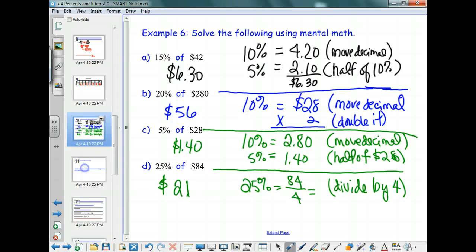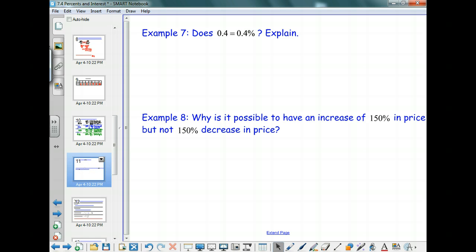Okay, let's do one last slide and then we'll stop for today. Example number 7 says, does 0.4 equal 0.4%? Okay, so no is your answer.